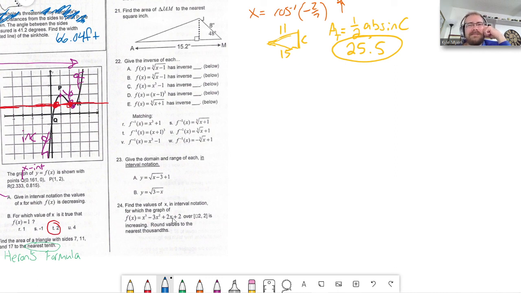Just graph it. Just hit that y equals button and graph that sucker. Change your window from x min -2, x max 2, and just look at where it's increasing. And then just go from there. So that's what I would do for that one.